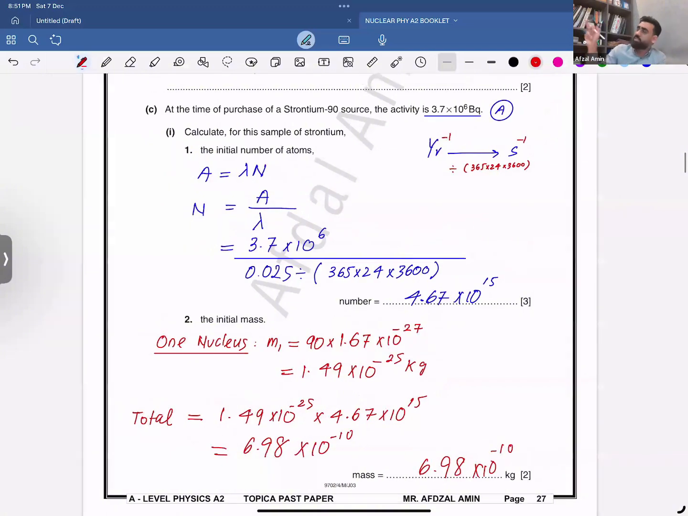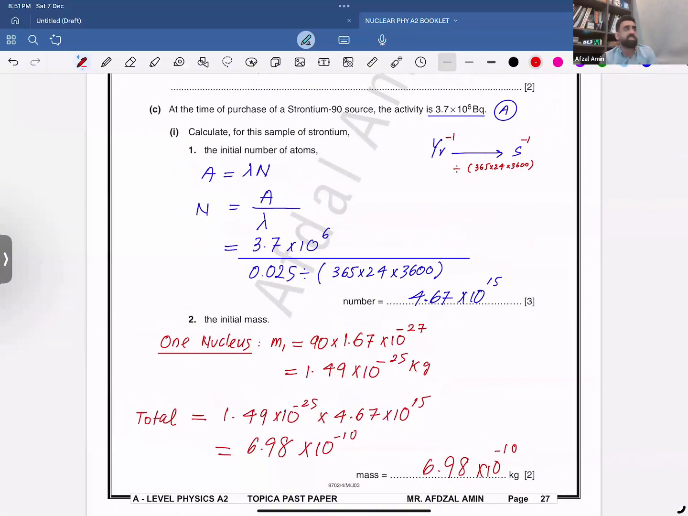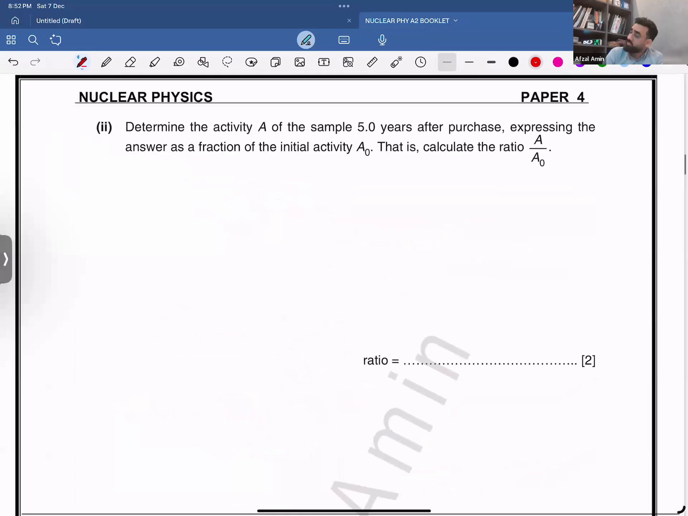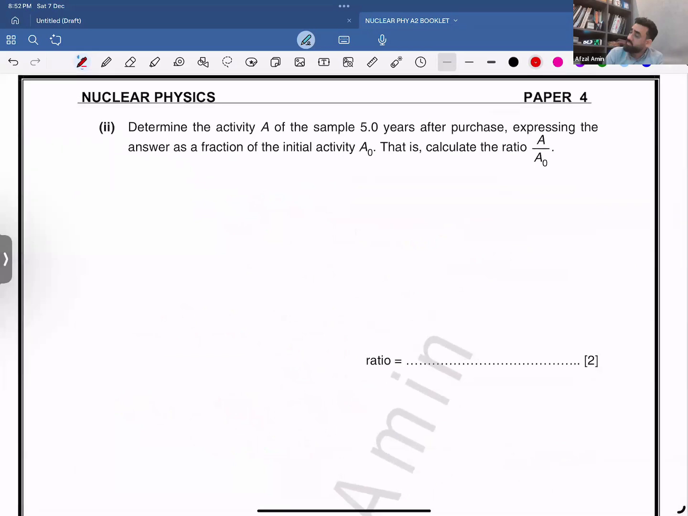So, dear students, this concept of mass of one nucleus is tested in 3 questions so far. Have you noticed? What is not tested yet? Fusion, binding, calculating binding energy per nucleon, of the sample 5 years after it is purchased, then ratio A over A naught.